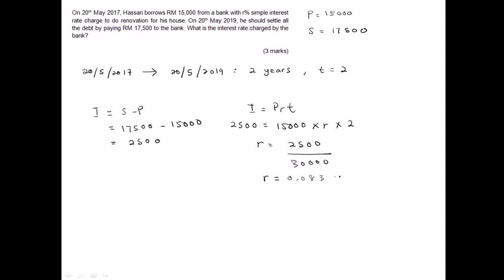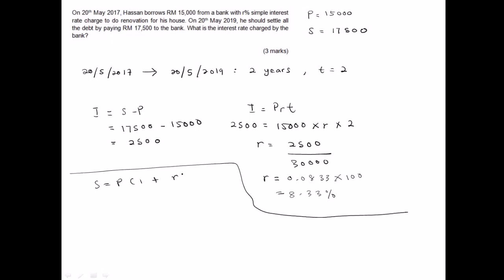And final answer, simple interest rate equal 8.33%. Okay, that is one way to solve this problem. Another way is we can straight away use S equal P(1 plus RT). Okay, let's try that one.